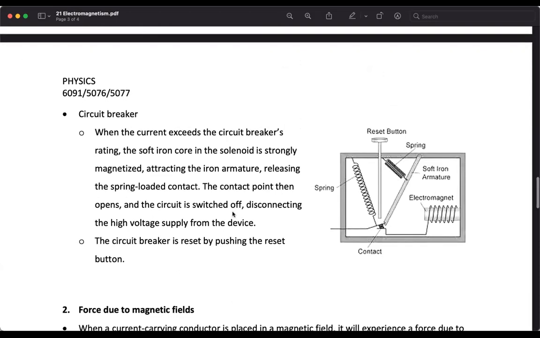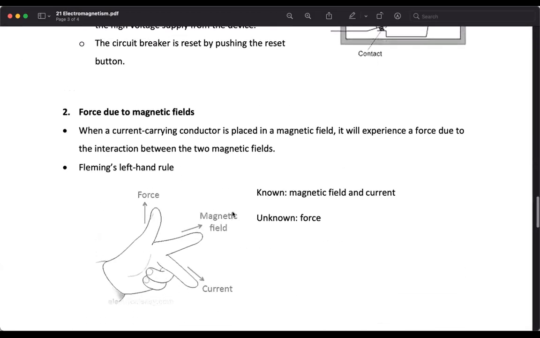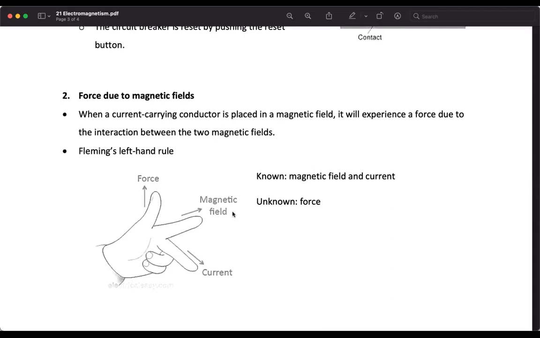Now the next part, where we talk about Fleming's left-hand rule. Everything that we do so far is all right hand. Only for this part, we use left hand.